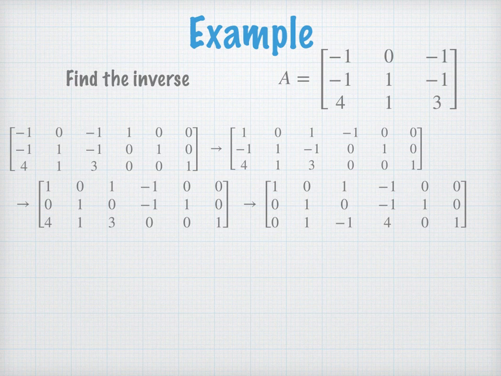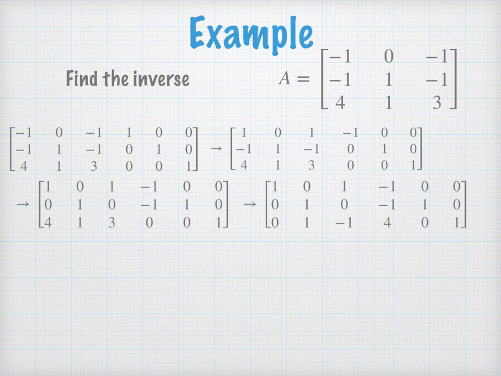Now, my first column is in tip-top shape. I have a 1 in my first row and then zeros for the rest of that first column. So now I'm going to look at my second column. I always go column by column. In my second row, second column, I want that to be a 1. Well, right now it's a 1, so I'm looking good. That gives me less work that I have to do. That's nice.